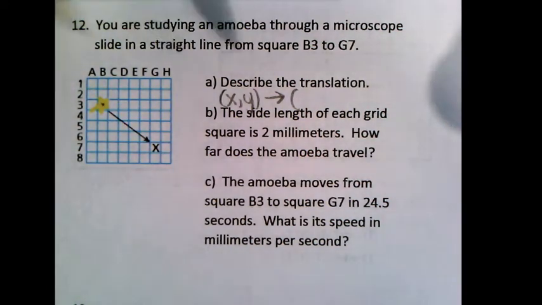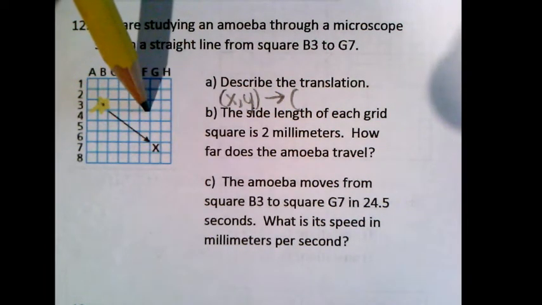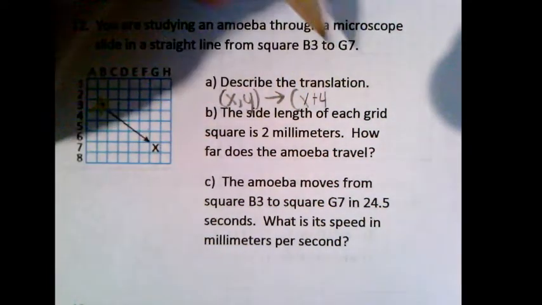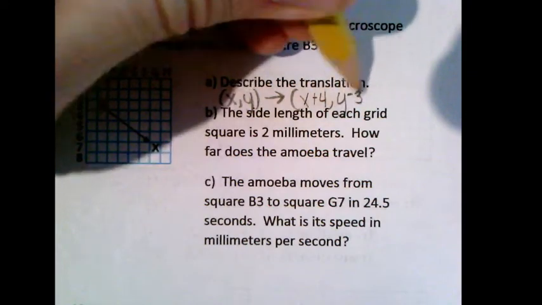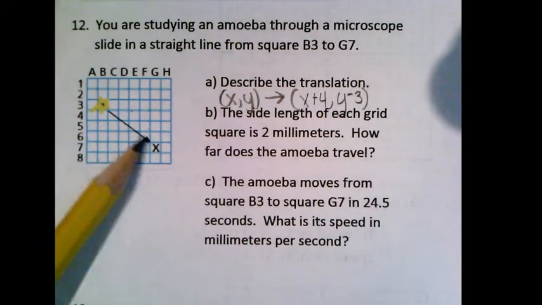Yep, that's right. Plus 4, we're going 1, 2, 3, 4, and then down 3. So you would say, I'm taking my X, I'm going to add 4 to it. I'm taking my Y, and I'm going to move it down or subtract 3 from it. And that'll get me there. Very good, Ethan. It says the side length of each grid square is 2 millimeters. How far does that amoeba travel? So what do I need to use to find this distance right here?